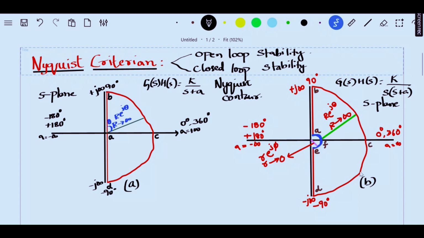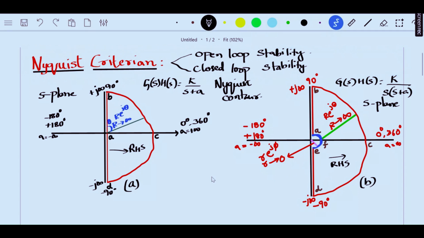Keep that in mind. Whatever we see on this side is the right half of the S plane. So we have drawn this Nyquist contour in the right half of the S plane. Even here also we have drawn the contour in the right half of the S plane. But when do we use this contour and when do we use that one? That is a very important factor which you should know. Before knowing that, let me explain the different things we need to keep in mind. As we all know, in any S plane, the horizontal is the real axis where you see all real values, whereas the vertical is the imaginary axis where you see all imaginary values.